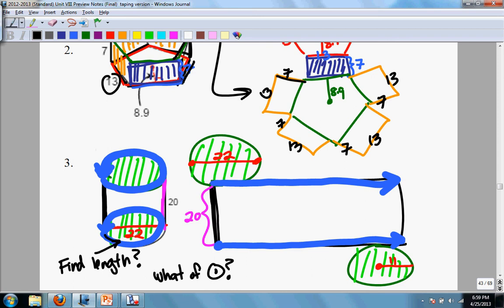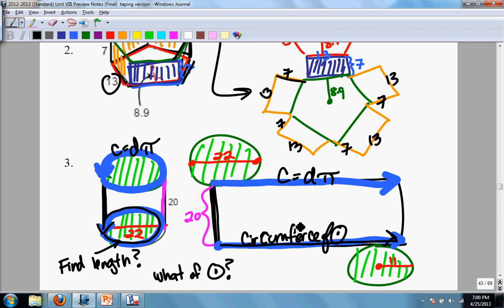Okay, trace once again. That length around the circle is that same length there. That length around is the circumference of the circle. And of course, if you needed to find that length, C equals d pi. So when you're working with cylinders, that long length that wraps around the circle, you actually have to find the circumference of the circle.